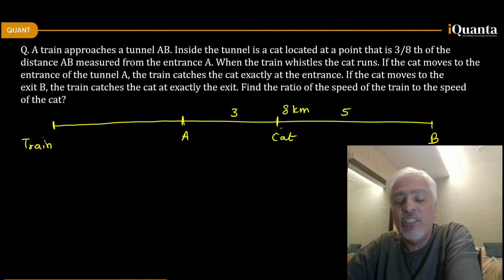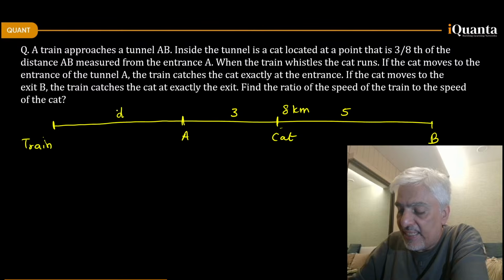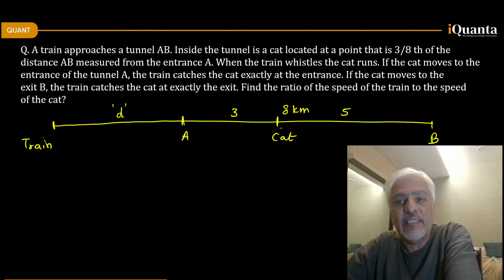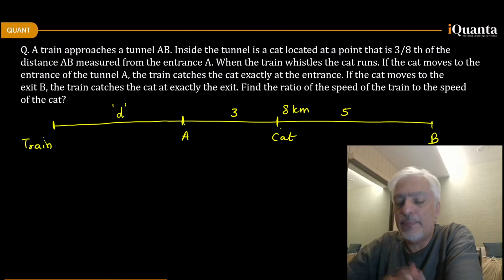When the train whistles, we don't know where the train is. Let's call this distance D. When the train whistles, the cat runs. If the cat moves to the entrance of the tunnel, the train catches the cat exactly at the entrance. If the cat moves to the exit, the train catches the cat exactly at the exit. Find the ratio of the speed of the train to the speed of the cat. Very simple sum if you pay attention very smartly.